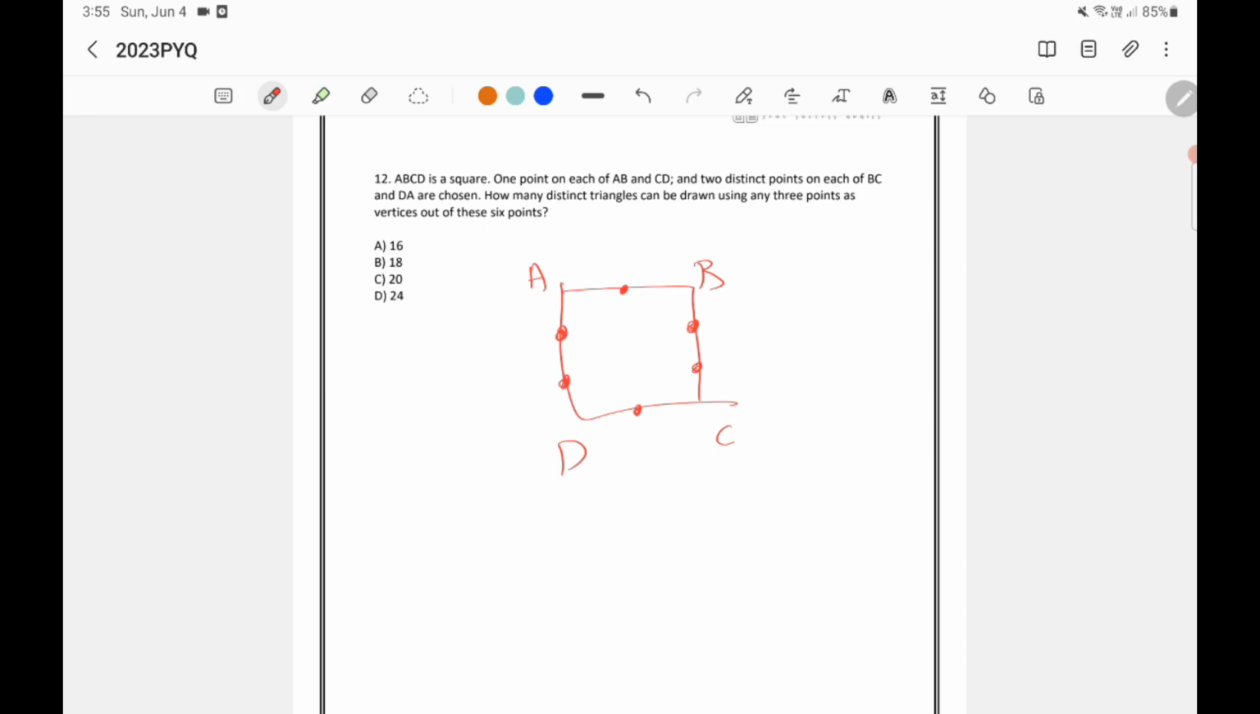Now how many distinct triangles can be drawn using any 3 points as vertices out of these 6 points? So total 6 points are here. We need to draw triangles. So how many triangles are possible?